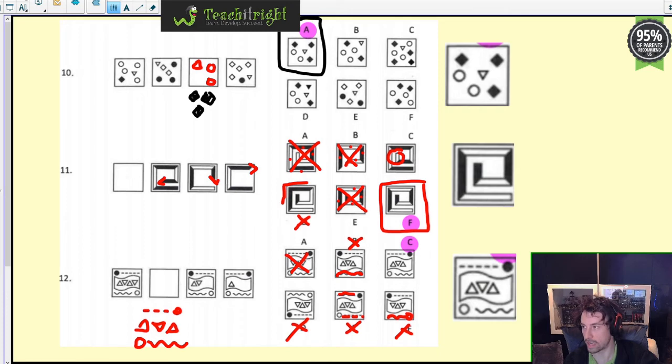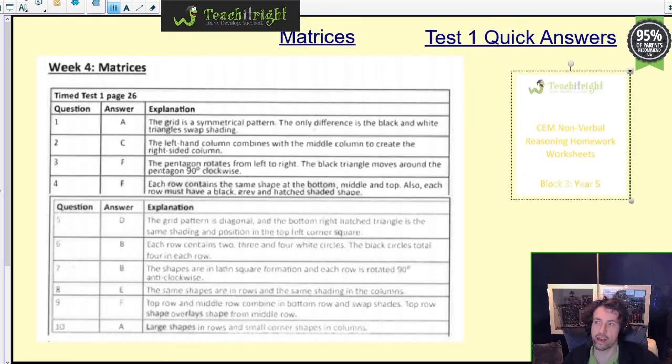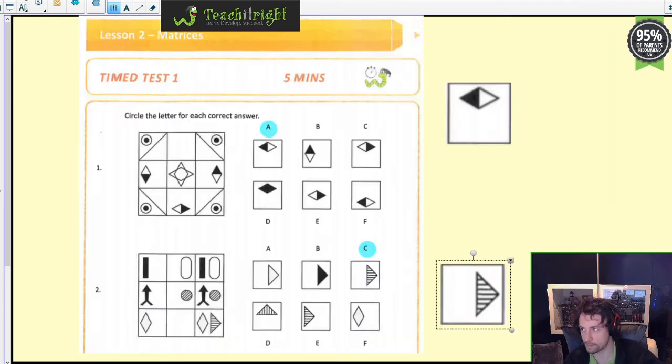Right, guys, really good. Halfway there, doing brilliantly. Up next, the quick section for the matrices questions. So if you're ready, here they are. These are the week 4 matrices quick answers. So again, pause the video here if you'd like to just quickly mark them. Otherwise, we're going to jump straight into the explanation.